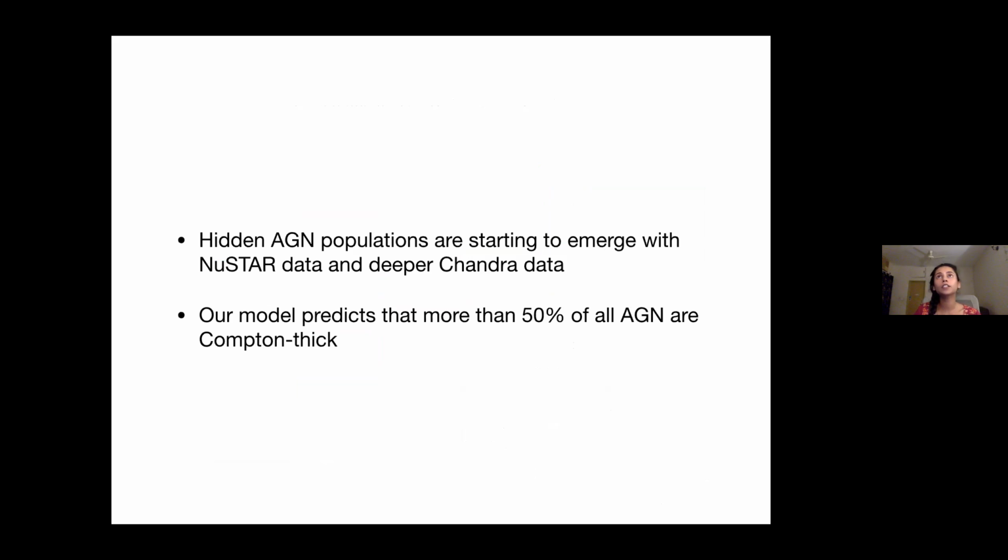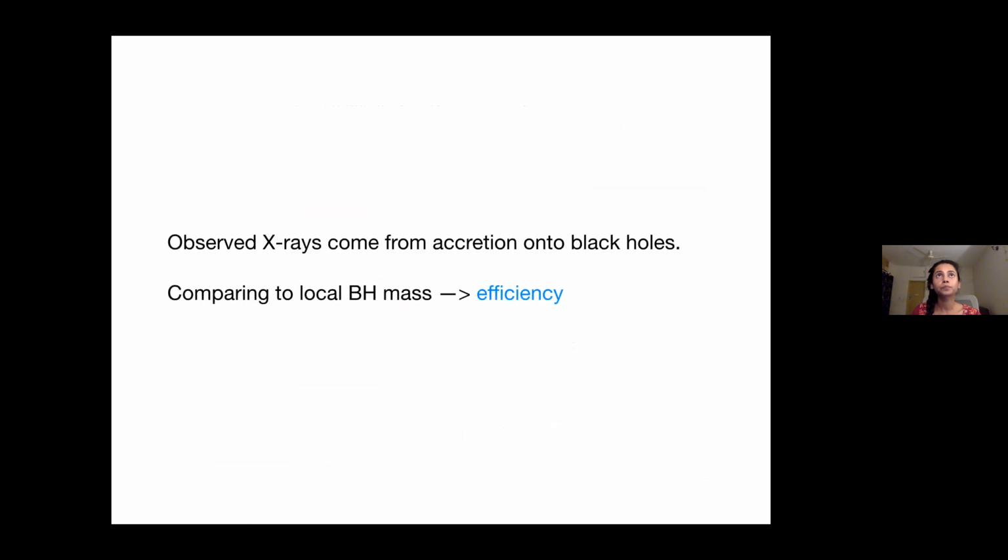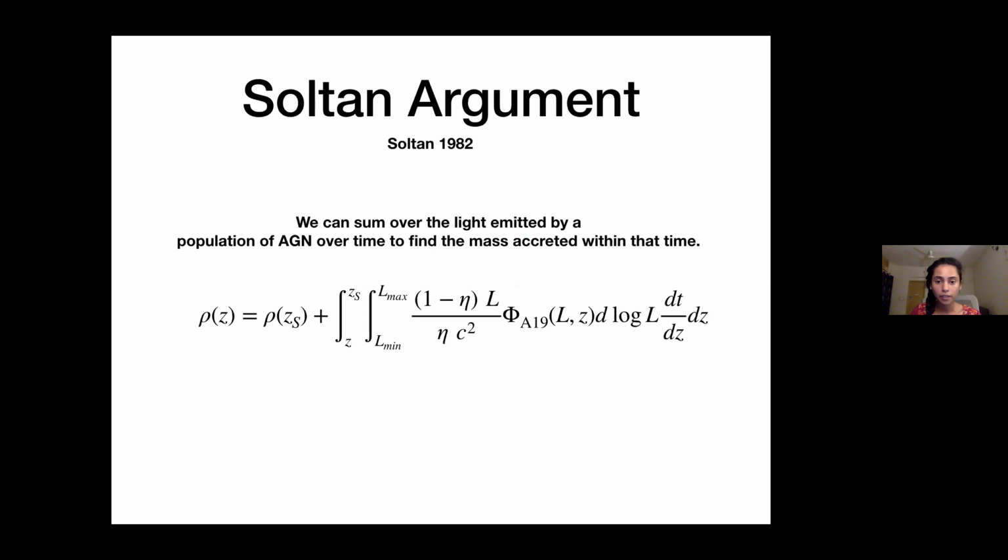So what is the physical implication of such a model? We constrain the radiative efficiency. We know as matter falls into black holes, some of it is radiated and some of it is accreted into the black hole. Our luminosity function gives us a measure of the fraction that is radiated away. We can integrate over the total light emitted over the redshift range, and then compare it with the measured local black hole mass to find the radiative efficiency.